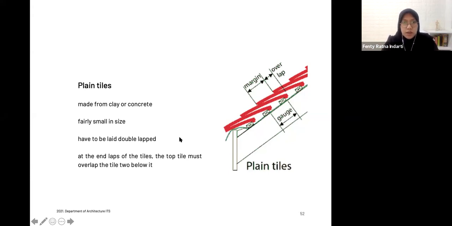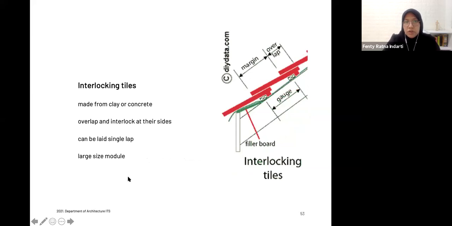So those are the plain tiles. And the next configuration is interlocking tiles. This is the most popular when we use terracotta tiles, because the majority of terracotta tiles use something like a hook like this, and then it will be easily attached to the roof batten. So majorly, terracotta tiles have this kind of shape.